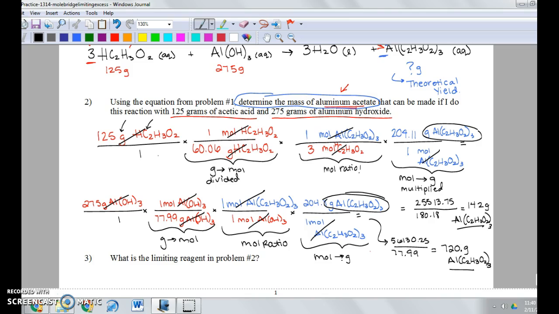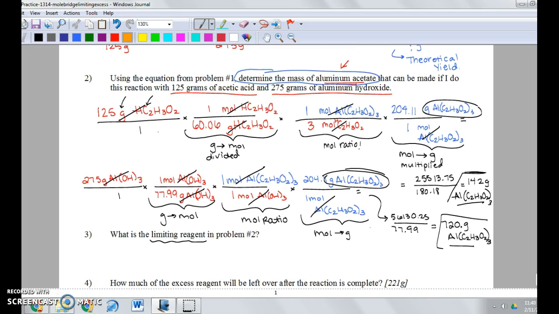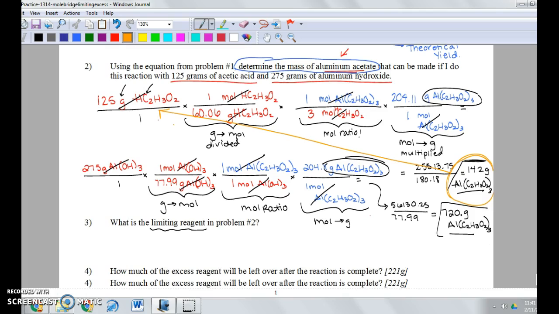Okay, so then we've got two answers here. We've got 142 and we've got 720. So now the question is, what is the limiting reagent or reactant in this problem? Well, this is the part where you choose the smaller answer. 142 is the smaller answer, which tells us that acetic acid is our limiting reactant.